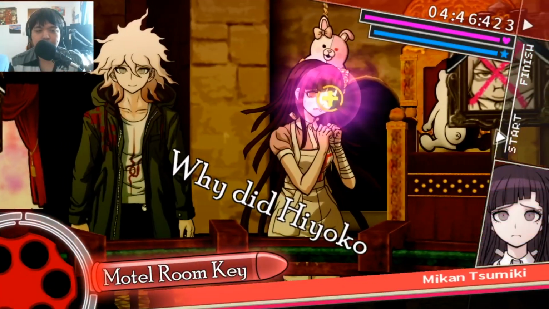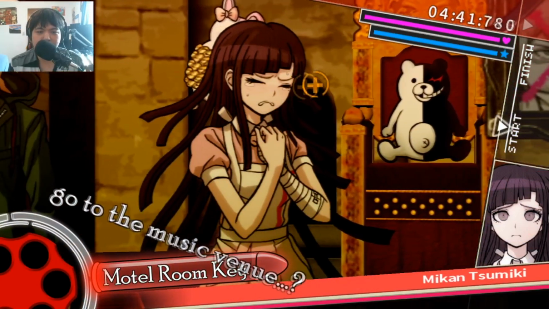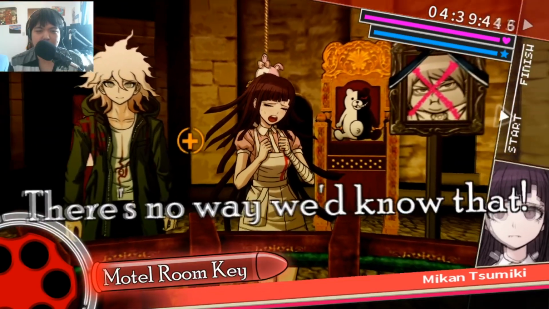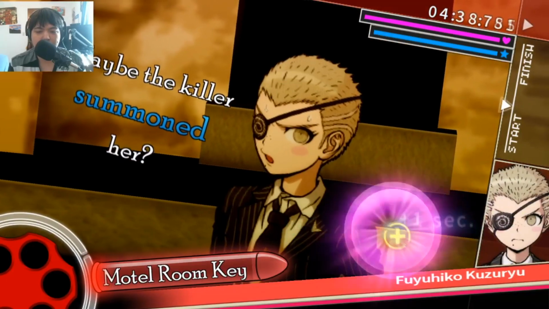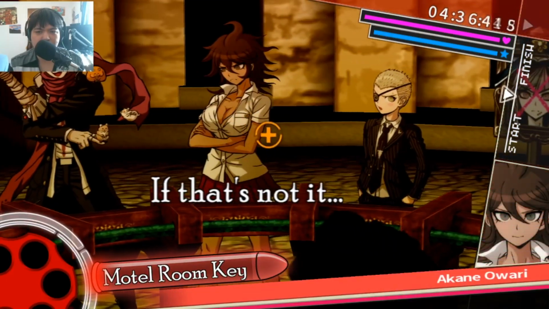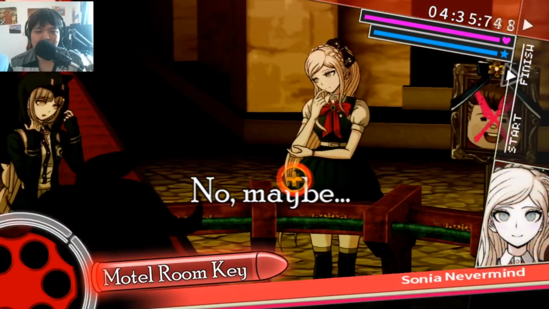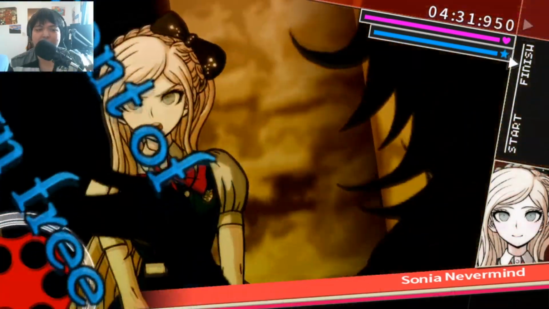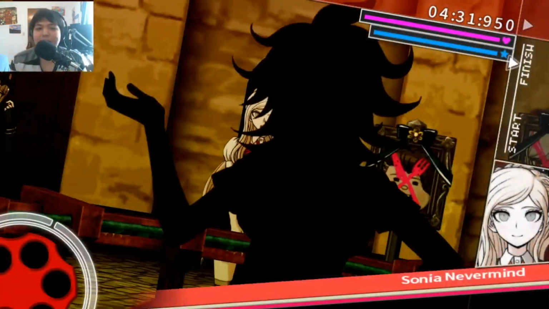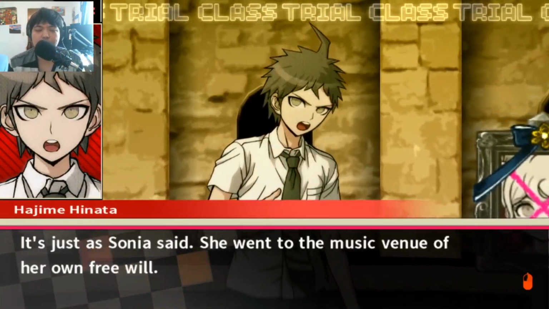Why did Hyoko go to the music venue? Maybe the killer summoned her. No. If that's not it, maybe she got abducted by the killer. No. Maybe she went of her own free will. Yeah, I agree with that. That's what Sonia was saying. She did say that. It's just as Sonia said. She went to the music venue of her own free will.